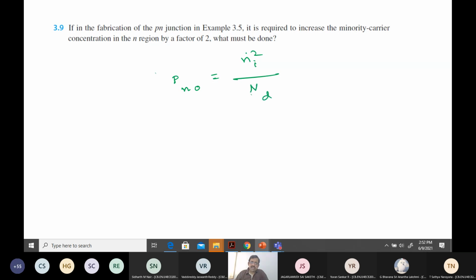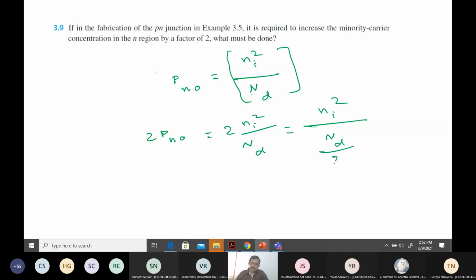Nd. So if I have to increase this by twice, then I need 2 Pn naught. This is the value I should get. So 2 Pn naught will be equal to 2 Ni square by Nd, which is equivalent to Ni square by (Nd by 2). So the new Nd has to be Nd by 2 instead of Nd.